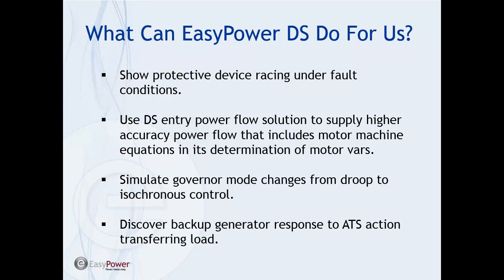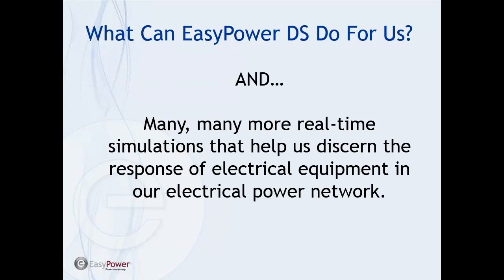We can simulate governor mode changes from droop to isochronous control. This often happens when you go into an isolated mode. A generator or a governor system on a generator will change its mode from droop to isochronous control, so you can see how it responds. You can discover if your backup generation responds to automatic transfer switch action, how it will handle it during the transfer of load.